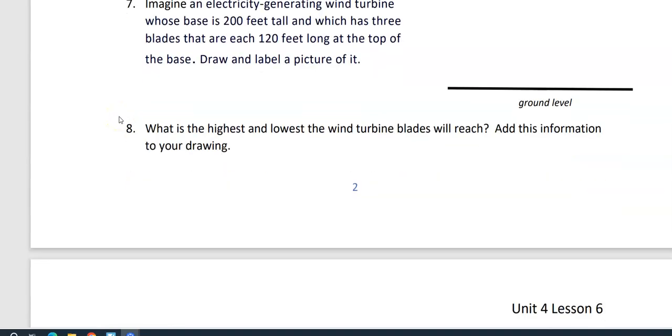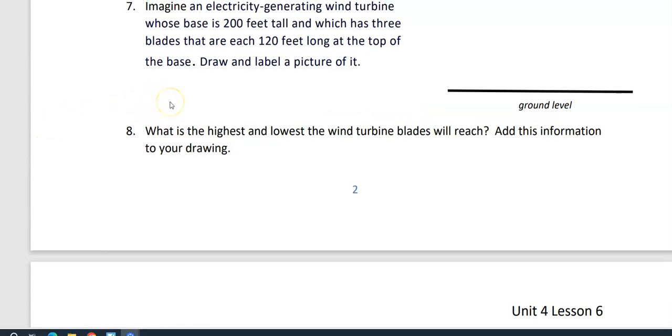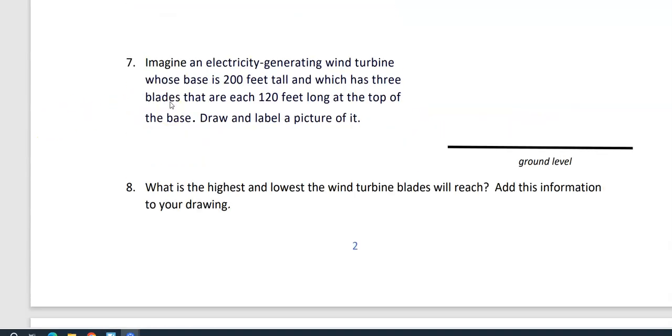It's asking you to draw a turbine, put in the critical measurements, and then what would be the highest and lowest height in terms of the blades, and then add that information to the drawing as well. So go ahead and work on problem 7 and 8. Turn the video back on when you're ready to continue.